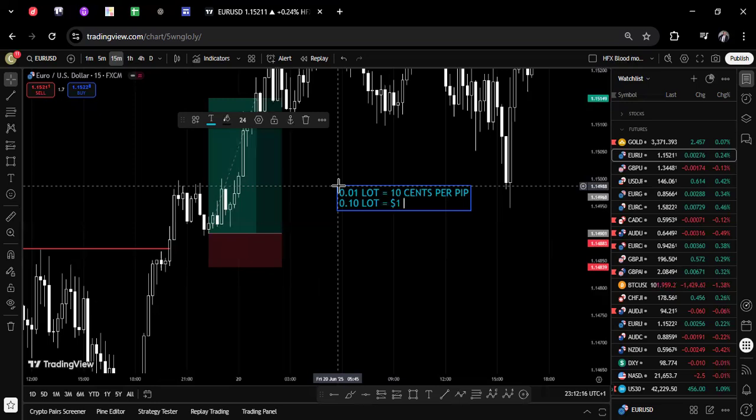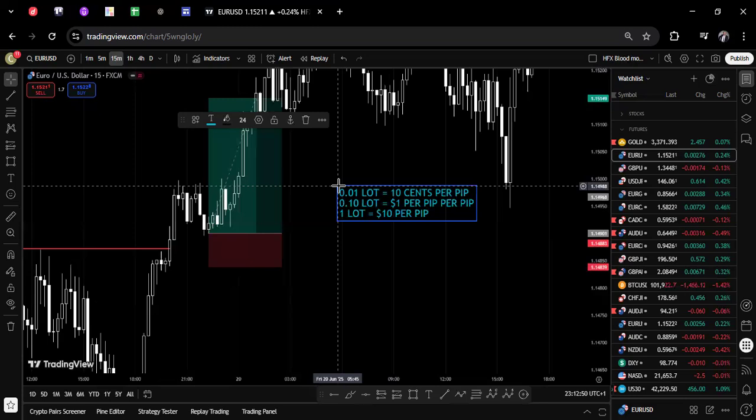Some of this calculation differs on certain brokers anyway. It varies on certain brokers. For some brokers here, one lot is $1 per pip. It's that simple. A lot is $1 per pip, right?